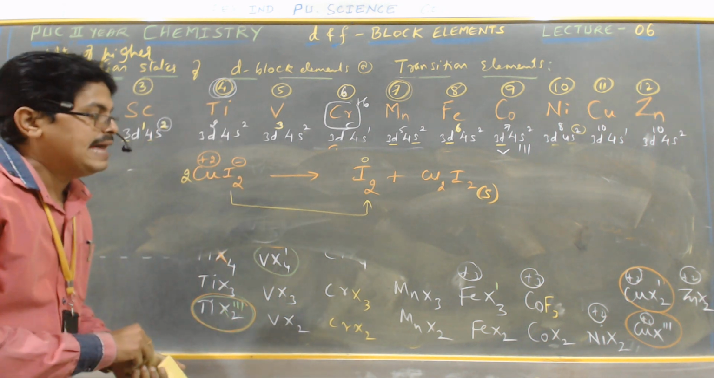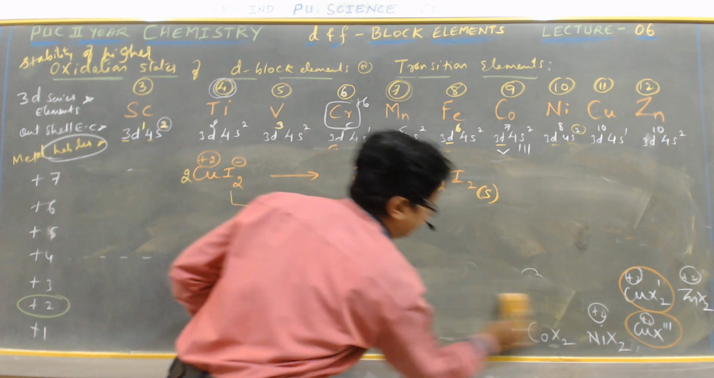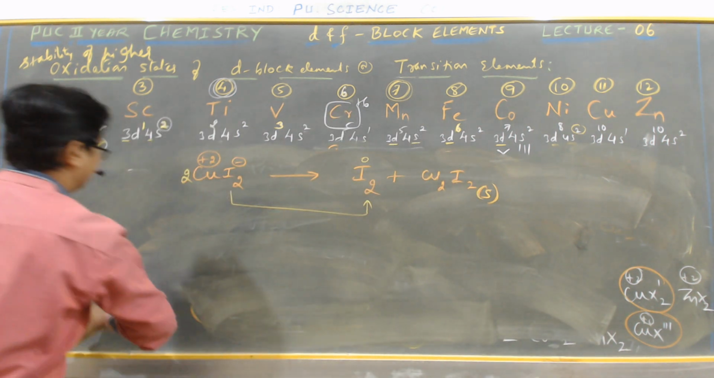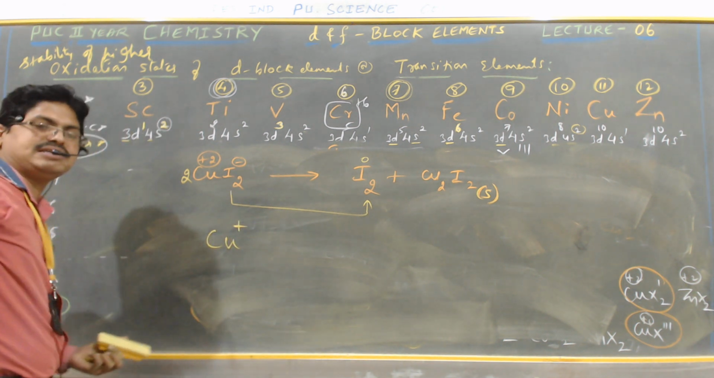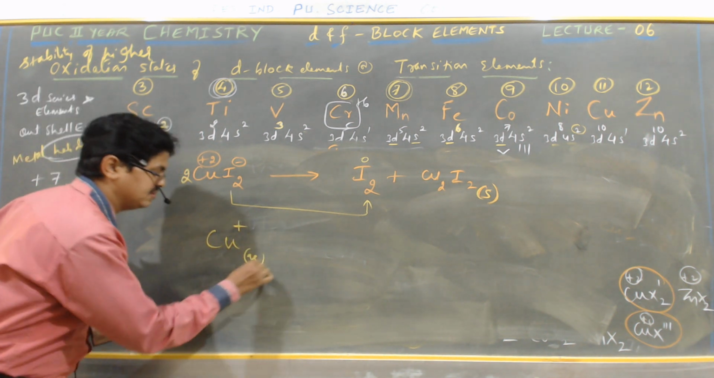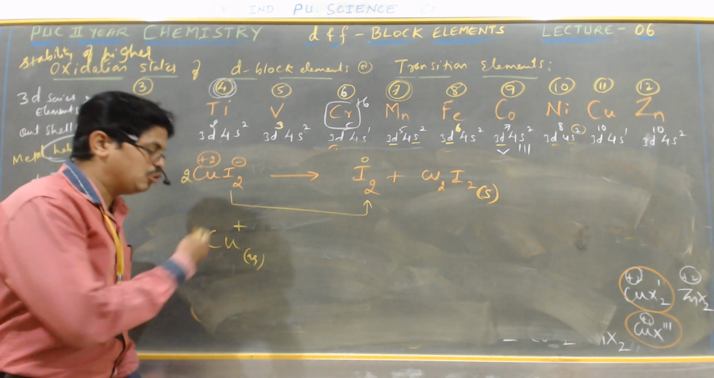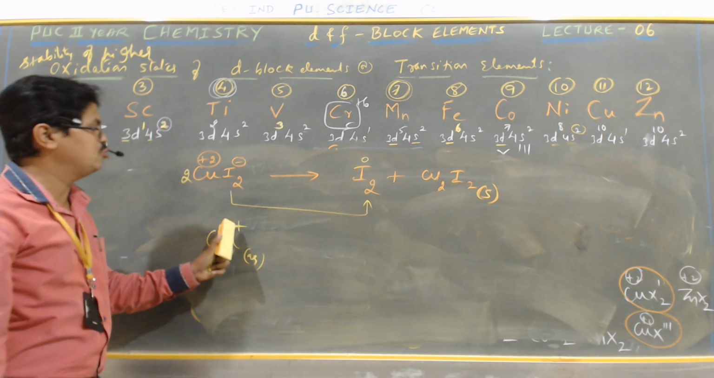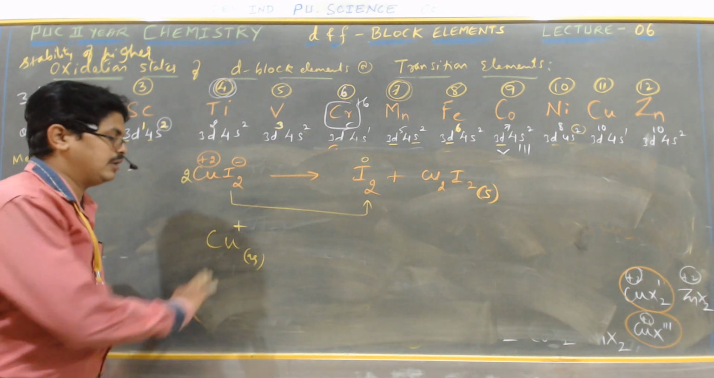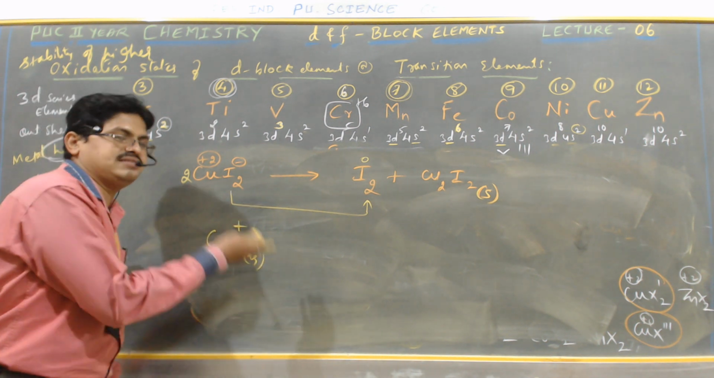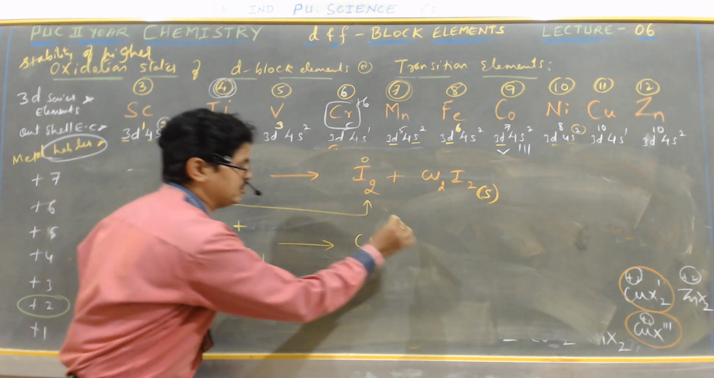Okay, friends. Next concept: copper in the plus 1 state. Another point to be noted with respect to oxidation state here. Copper in the plus 1 state, especially in aqueous solution. Cu plus means cuprous, Cu2 plus means cupric. So cuprous halides in aqueous state are unstable. They undergo disproportionation reaction.